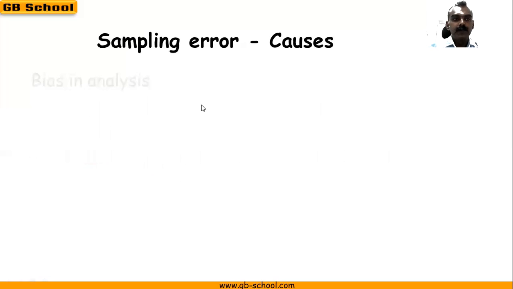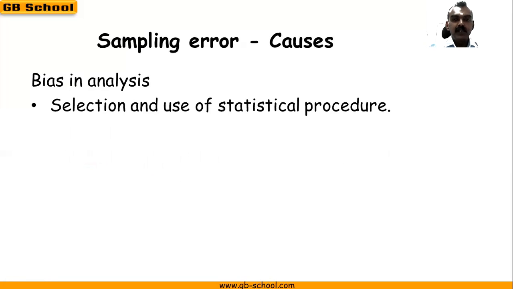And the third one is bias in analysis. It is in the analysis part after collecting the data. The selection and use of a statistical procedure based on the result, which type of result we need. If you select the statistical procedure based on that, then it becomes bias in analysis. So the statistical procedure should be selected based on the objectives and hypotheses. It's not based on the whims and fancies of the researcher and which type of results we need. So these are the different causes of sampling error.